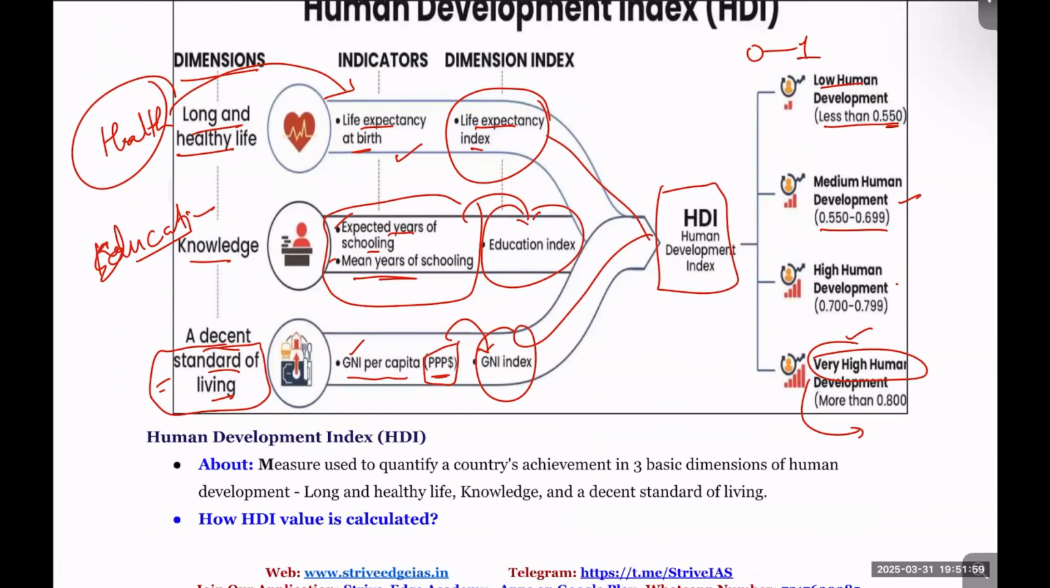What help can you get? Remember, the dimensions are three. In the health aspect, only one. In the knowledge aspect, there are two. And in the standard of living, only one indicator is there. In effect, you have to remember these four indicators only.